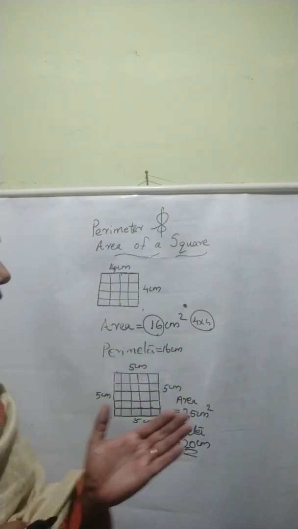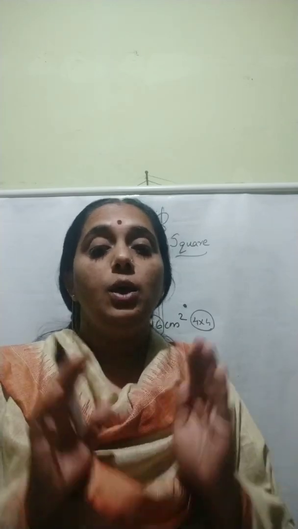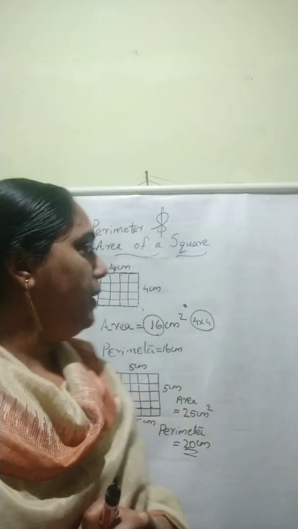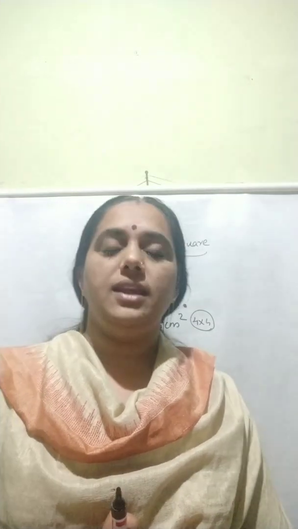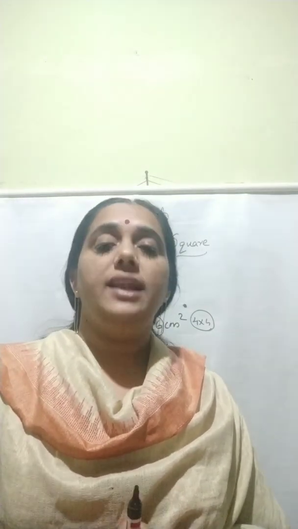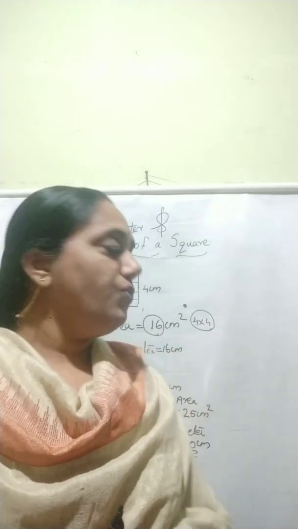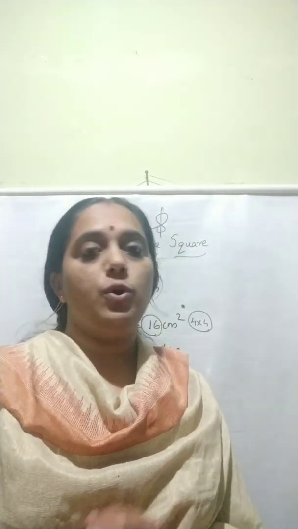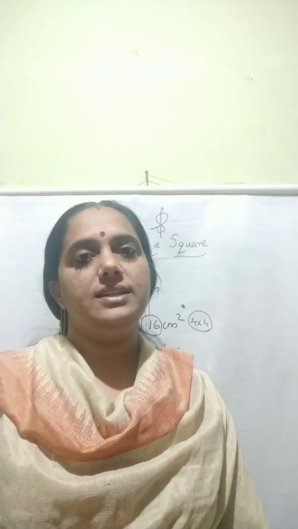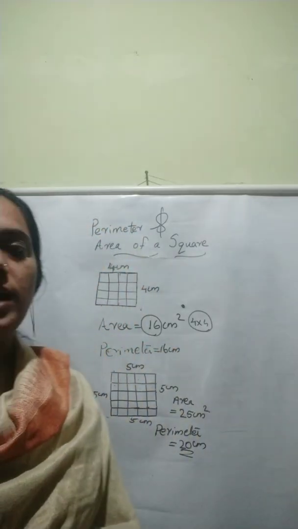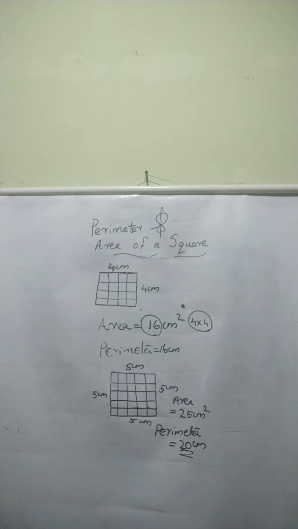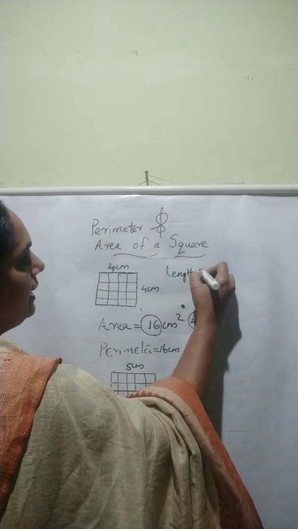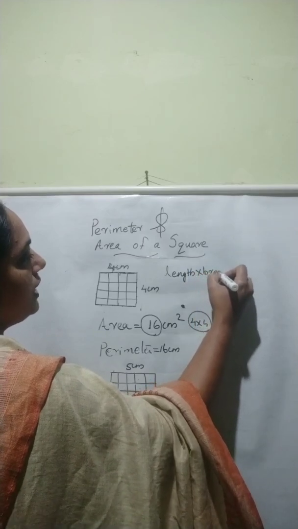In case of a rectangle also, we have to multiply the length of both sides. Then we will get the area of that shape. We have to multiply length into breadth. Breadth or width, both are the same.